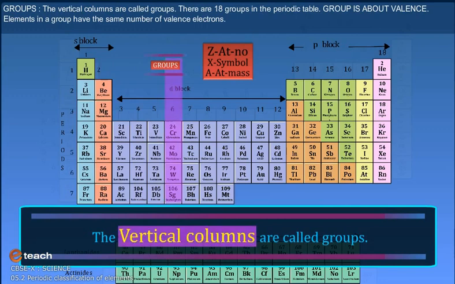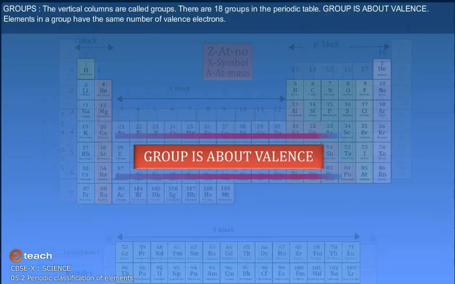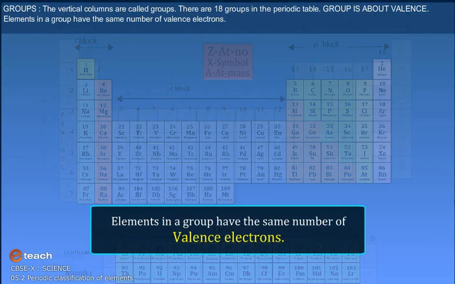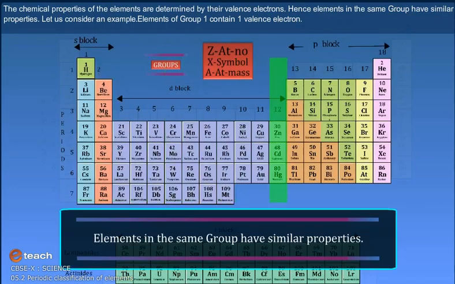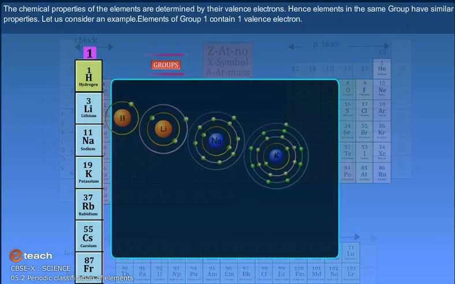Groups. The vertical columns are called groups. There are 18 groups in the periodic table. Group is about valence. Elements in a group have the same number of valence electrons. The chemical properties of the elements are determined by their valence electrons. Hence, elements in the same group have similar properties.